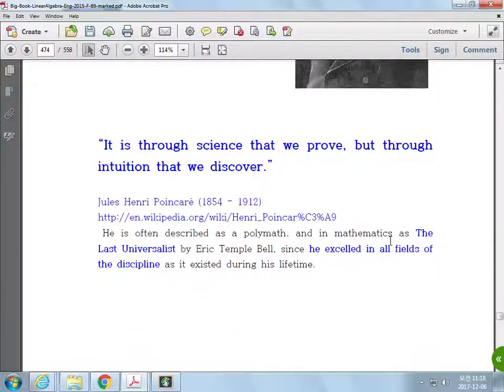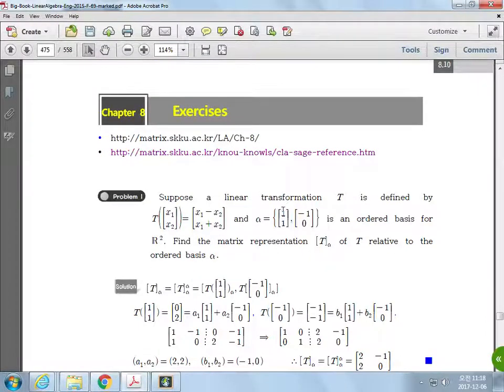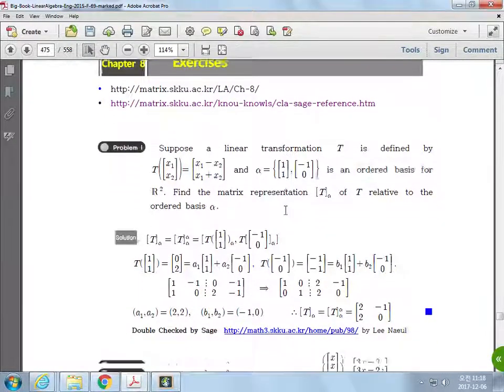Henri Poincaré said that it is through science that we prove, but through intuition that we discover. I think that's the closing for chapter 8.